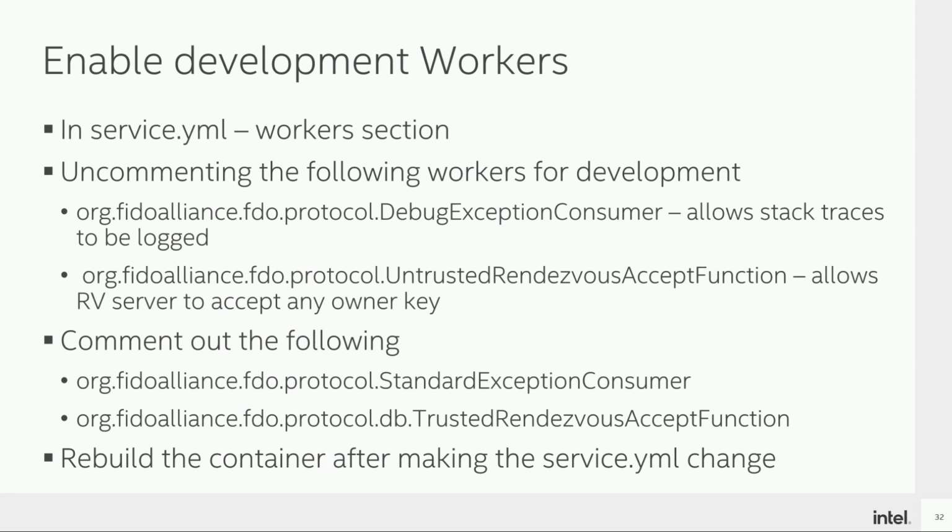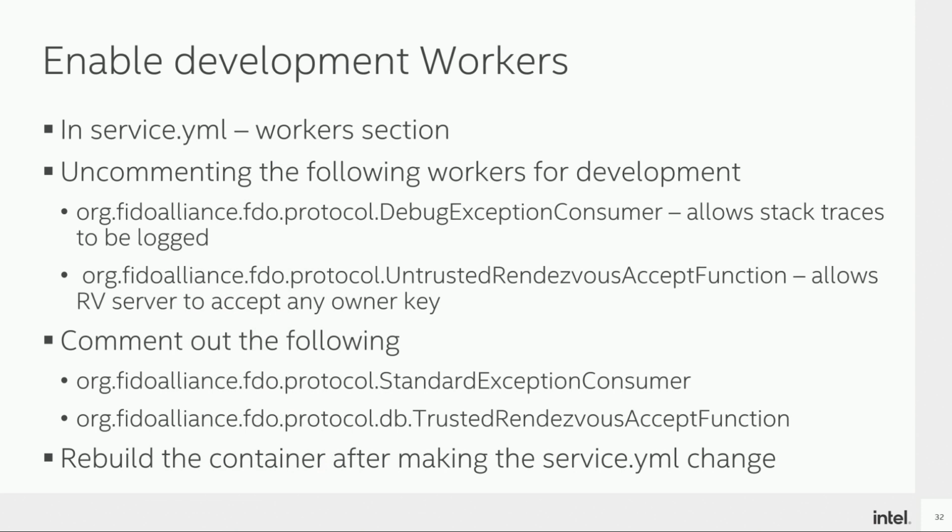Another thing is the rendezvous server by default only trusts certain public keys. And so unless you've set up a public key trust there, you won't be able to do TO0 with the rendezvous server. Another useful thing right out of the box for development is to enable the untrusted rendezvous accept function. When you enable that, your rendezvous server will trust any ownership voucher submissions over TO0. That's something you'd probably want to do and be very useful during development. So those are very useful things.